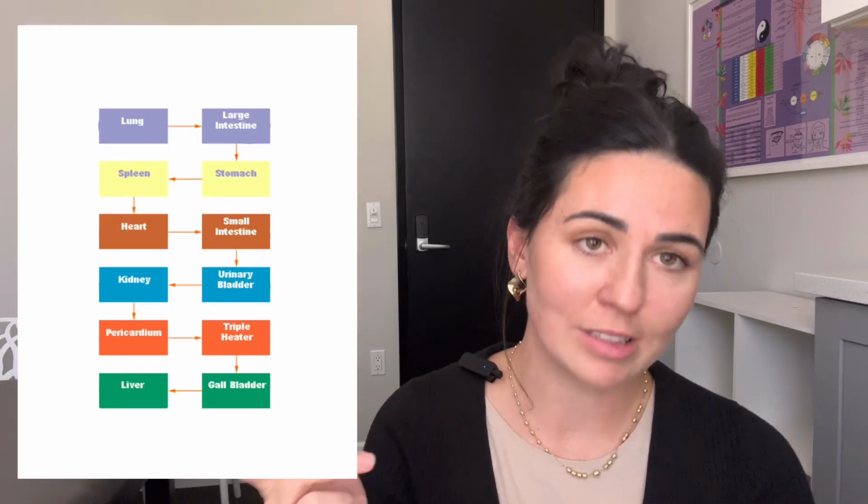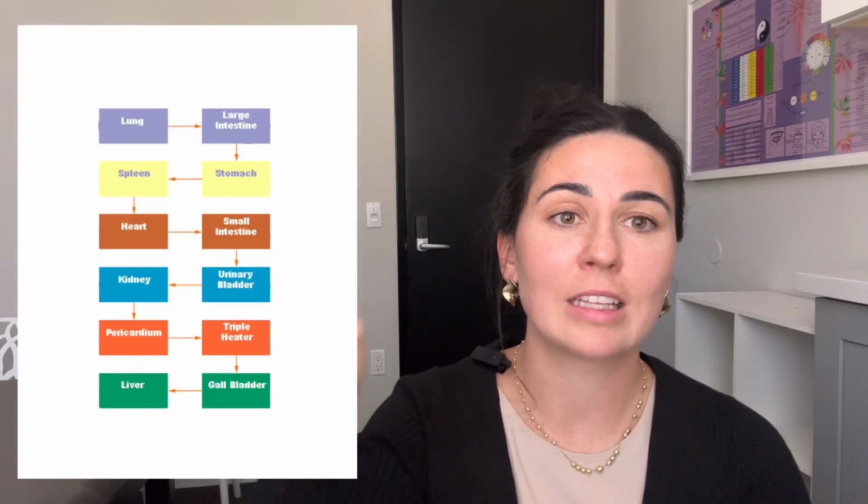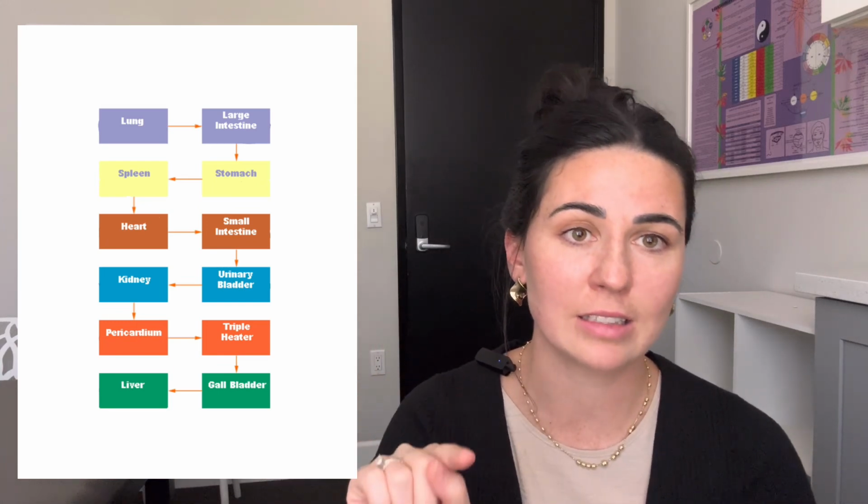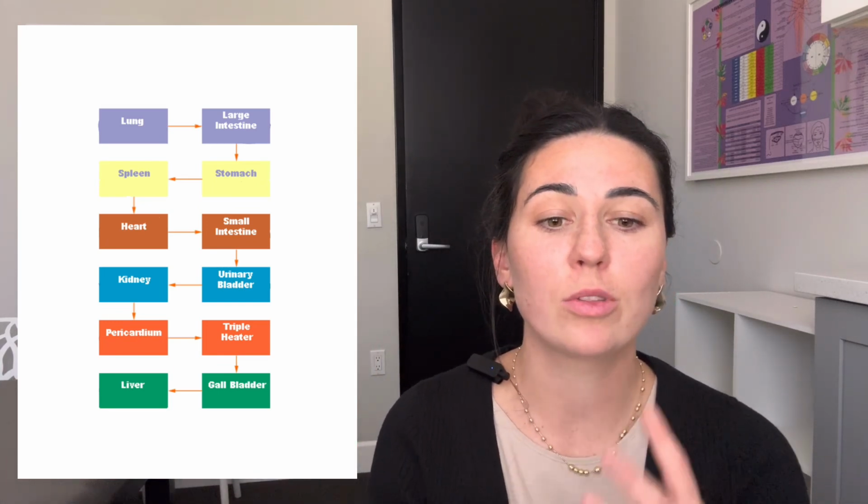So this picture here is actually talking about the flow. So let's add in the arrows, and you can see it's going lung to large intestine to stomach, and it's just creating this little zigzag pattern, okay? And so this is actually telling you a lot. This picture is telling you how the energy is flowing.